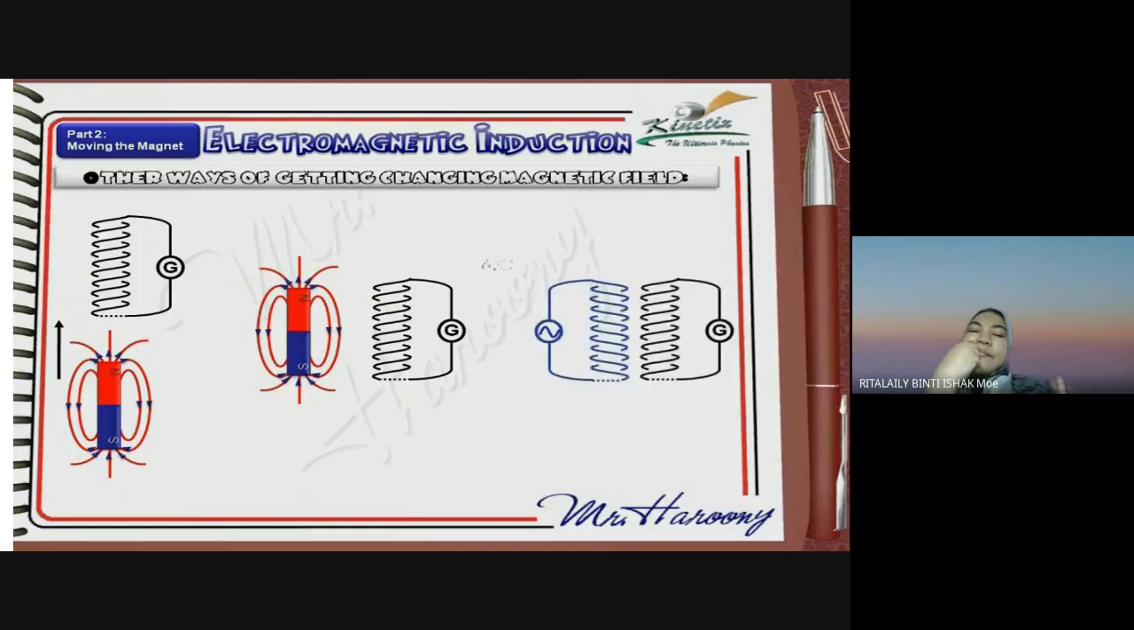Another method to produce a changing magnetic field is an AC current. The blue coil is connected to an AC power supply. The AC current can produce a magnetic field which is continuously changing in both strength and direction. The changing magnetic field also can produce an induced current in the black coil. And the third case we just studied is the basic idea of the work of the transformers.